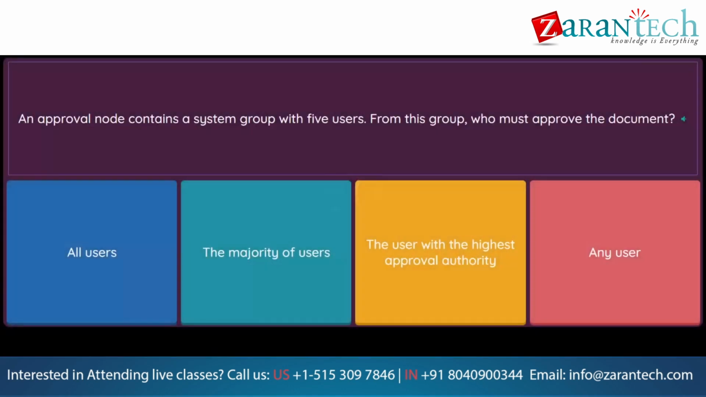Question: an approval node contains a system group with 5 users. From this group, who must approve the document? Option 1: all users. Option 2: the majority of users. Option 3: the user with the highest approval authority. Option 4: any user.